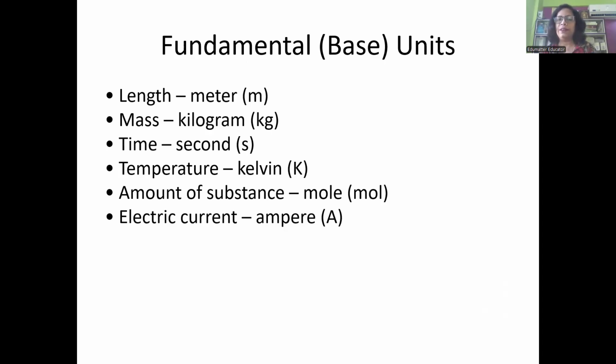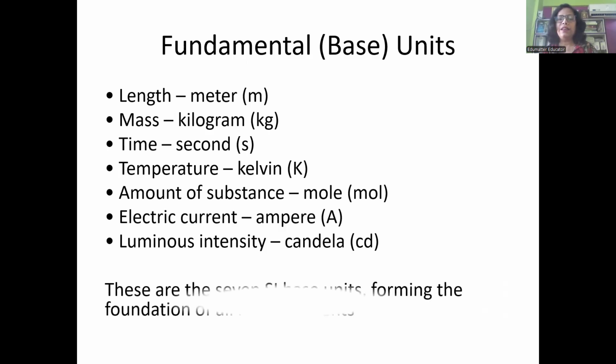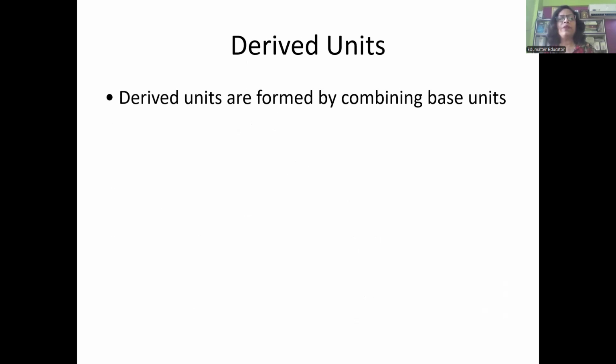Number of units. Okay. Then the next one is electric current, and the last one, luminous intensity. These are the 7 fundamental units. All other units are derived from these; those will be derived units. So SI base units are given, which form the foundation of all measurements. Derived units, for example, let us see.